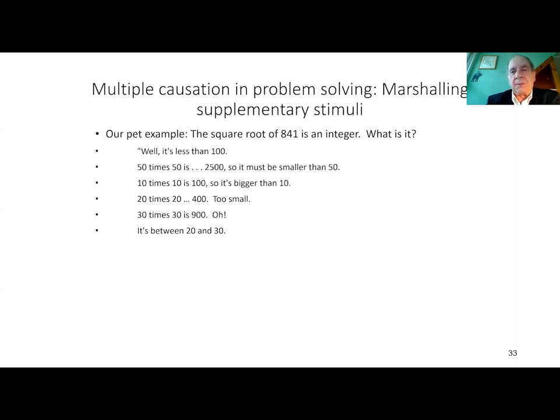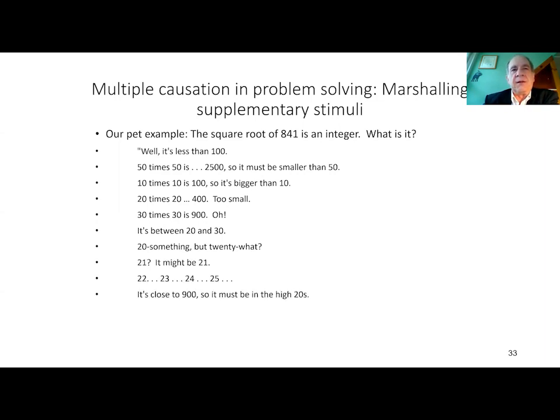And I would be happy if she just stopped there and said it was 20 something, but she was able to continue on. She said, well, it could be this, it could be that. It's close to 900, she said. So it must be in the high 20s. Now, for my money, this would be good enough if she just said it's a number in the high 20s, because that's very close. That is correct. It is a number in the high 20s. And she noticed that it would have to end in a 1, and only 29 times 29 would end in a 1. So she says it must be 29, and she is correct.